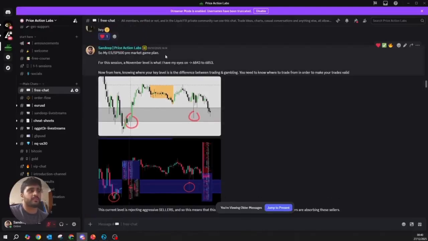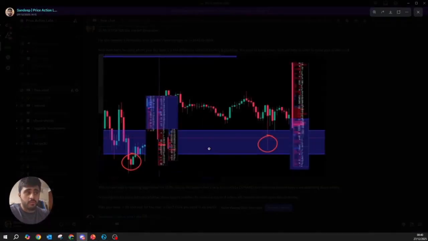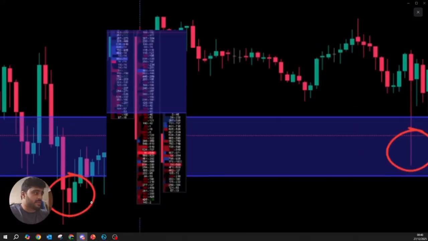So this is my ES plan for the 9th of November. What I'm looking for is key levels. I want to validate how the market is reacting to my key levels before the market opens, right? So this was the 8th of December. So as you can see here, price was pretty aggressively selling off, right? At 6,900. This was 6,900.